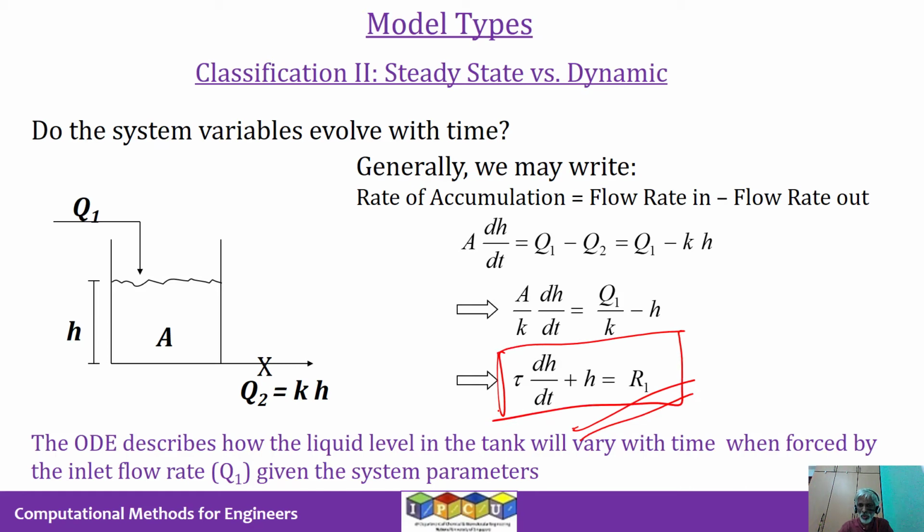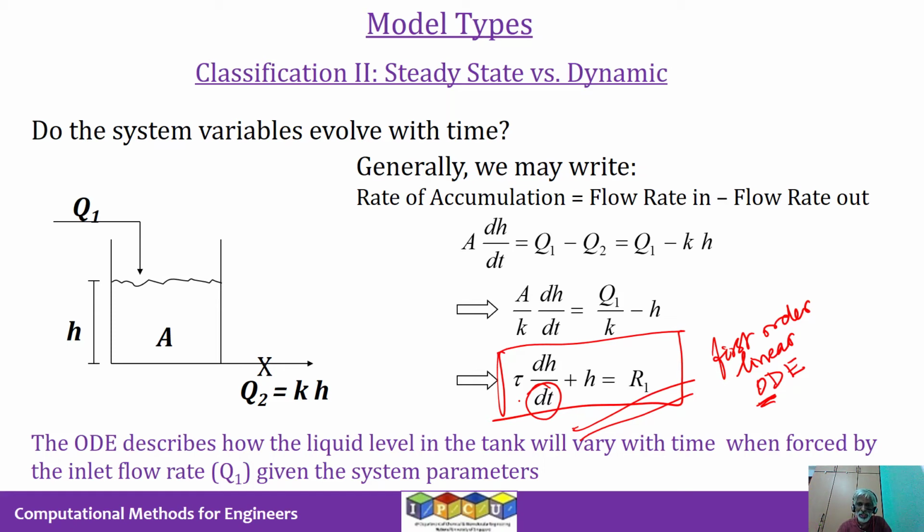This is what you would call a first order linear ODE, first order linear ordinary differential equation. ODE means ordinary differential equation. We call this an ordinary differential equation because there is only one independent variable in the system, which is time. If you have more than one independent variable, like something that changes with time as well as with position, then that would be called a PDE, a partial differential equation, right, which we'll come to at some point later.